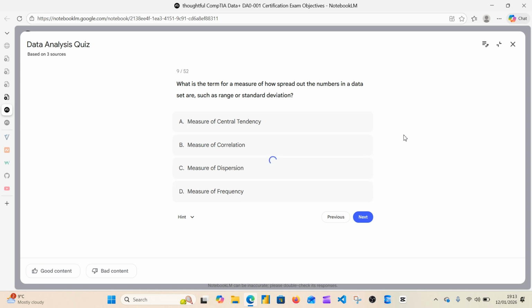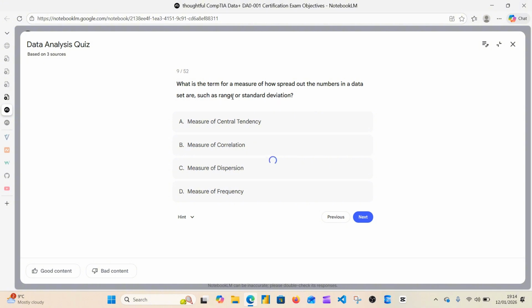Question 9. What is the term for a measure of how spread out the numbers in a data set are, such as range or standard deviation? I know that off the bat, but let's go through the multiple choice answers. Is it measure of central tendency, measure of correlation, measure of dispersion, measure of frequency? It already says here, such as range or standard deviation.